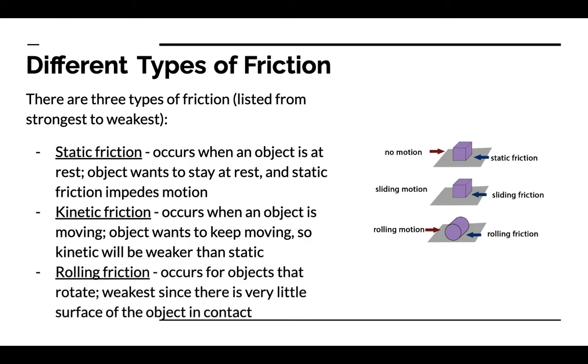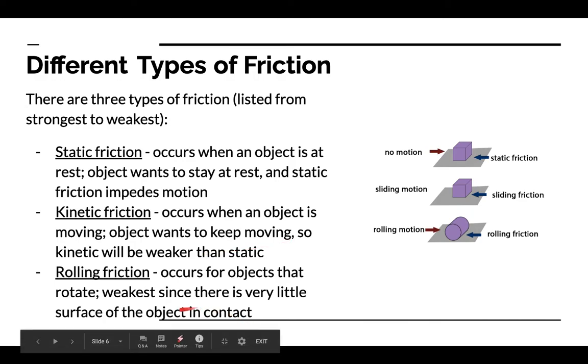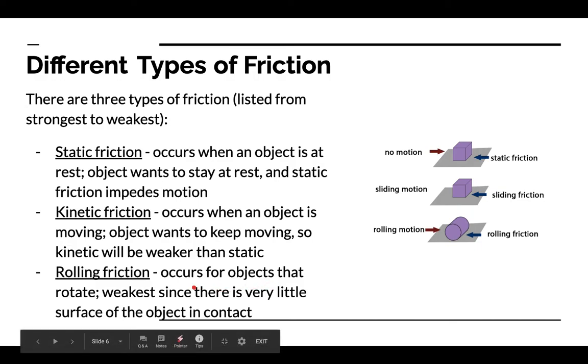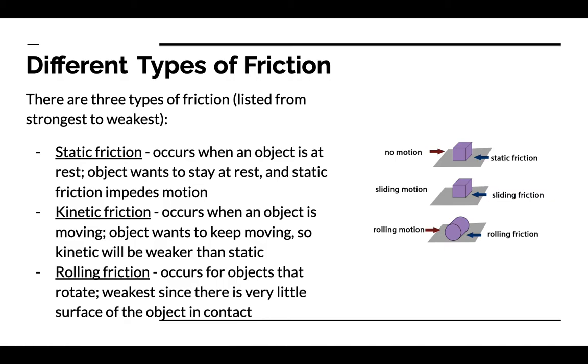And then lastly, we have rolling friction, which occurs for objects that rotate. Rolling friction is the weakest of the three types of friction, because there's very little surface area in contact with the surface. A wheel or cylinder like this will only have this one point right here that's in contact with the ground. So there's very little surface area in contact, and thus very little friction. If you've ever noticed, dragging something across the ground is very difficult. An easier thing to do is to put it on a dolly and roll it across the ground, because the rolling friction is a lot weaker than, say, static or kinetic friction.